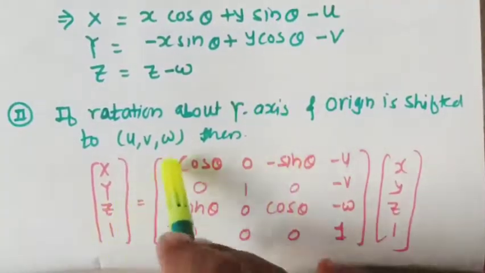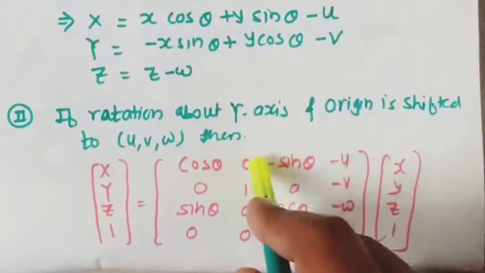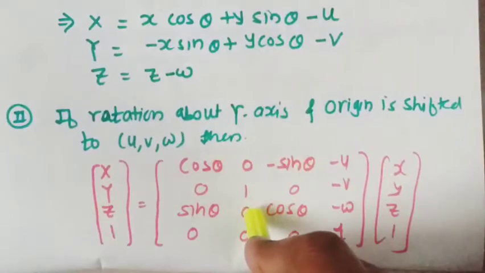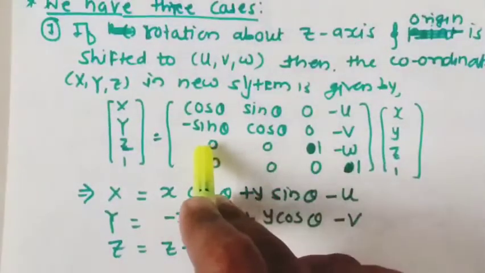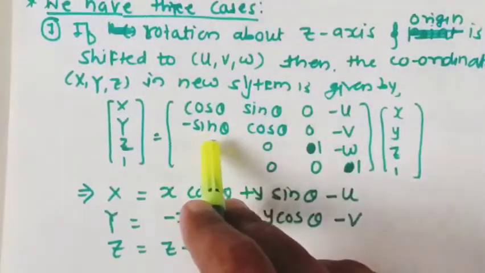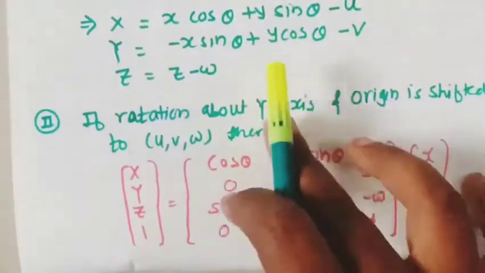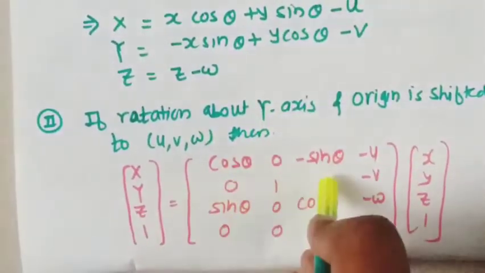Now as the rotation is about the y axis, the second row will be 0, 1, 0 and the second column will be 0, 1, 0. Like here, when rotation is about the z axis, we have the third row 0, 0, 1 and column 0, 0, 1. Instead of that, rotation is over the y axis, so 0, 1, 0 and 0, 1, 0.